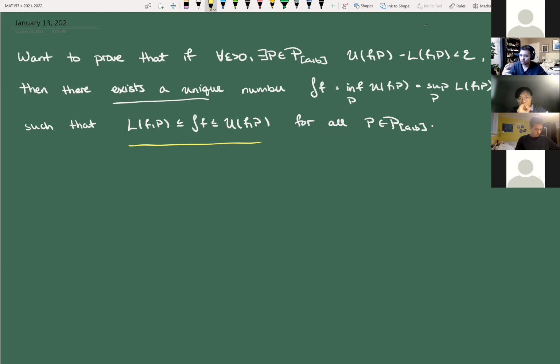And again, hopefully, intuitively, this is clear. The upper sums are always bigger than the lower sums, right? We know that that has to be true. And I can make them close together. So what must be happening? They must be kind of converging, almost like a squeeze theorem, to a single point in between them, right? So that's kind of the intuition. That intuition is going to do us some good, but we still have to prove it. So there's still some work that needs to be done there.